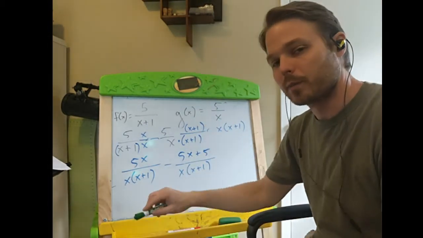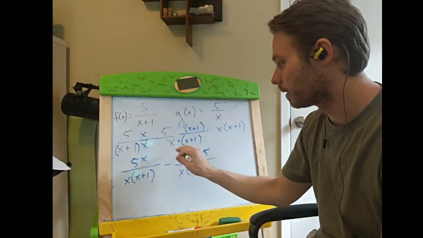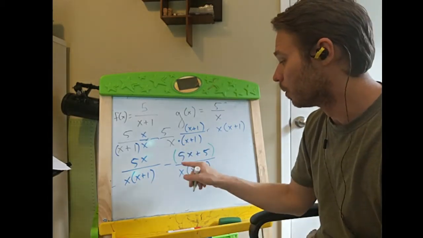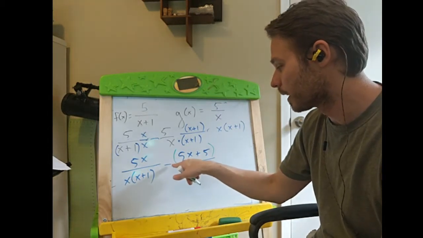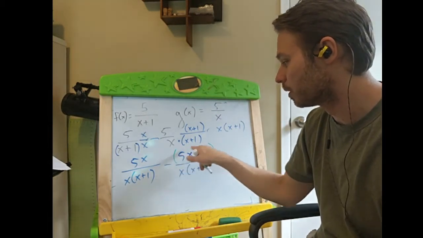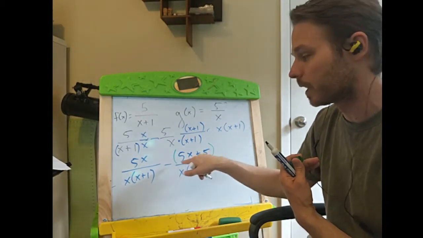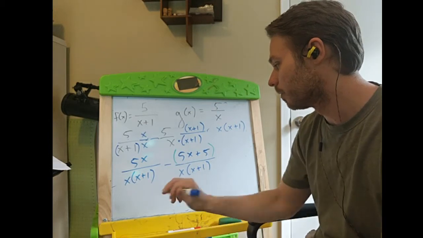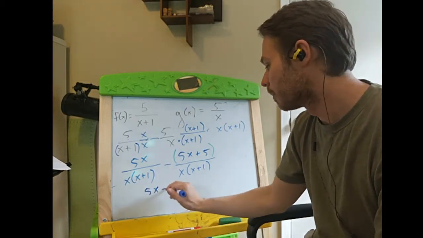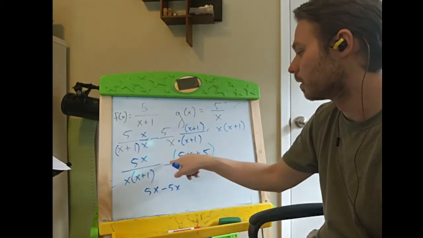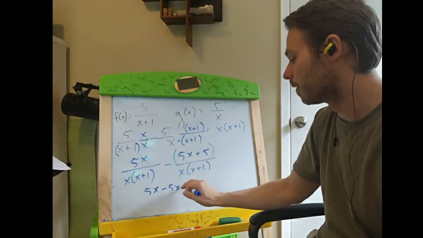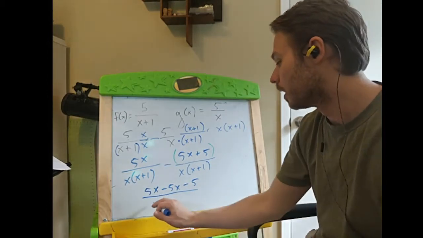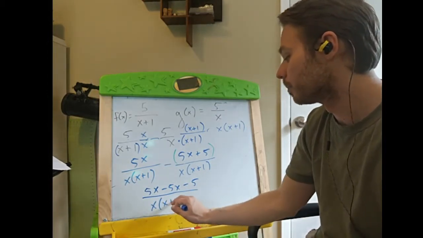The only thing I have to be careful about now is when I'm subtracting, I have to subtract this entire numerator. Well, who cares, right? Well, the reason that's important is because the negative is going to distribute to the 5 as well, not just the 5x, but the 5. So we're going to get 5x minus 5x, and then this negative 1 distributes to the 5, and we're going to get a minus 5 there instead of a plus 5. And then the denominator is going to stay the same.